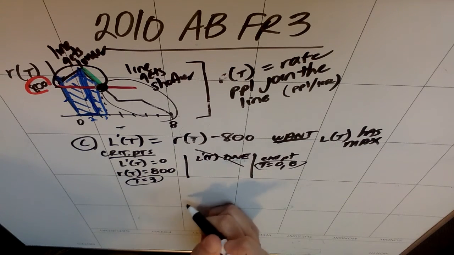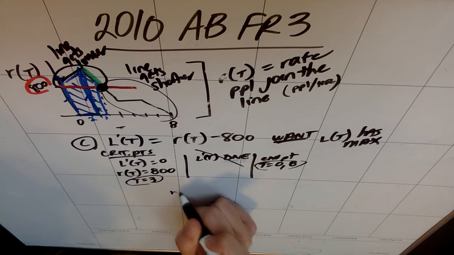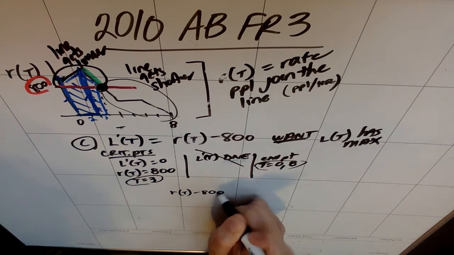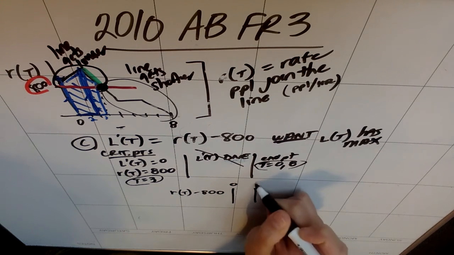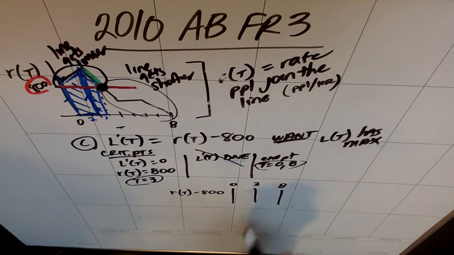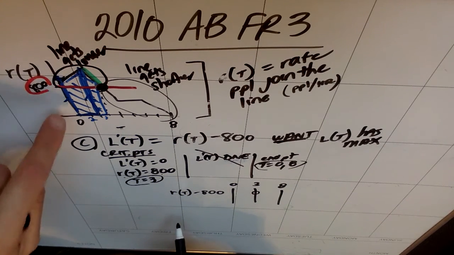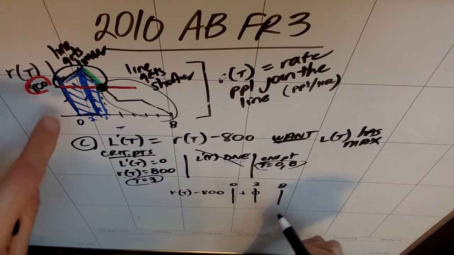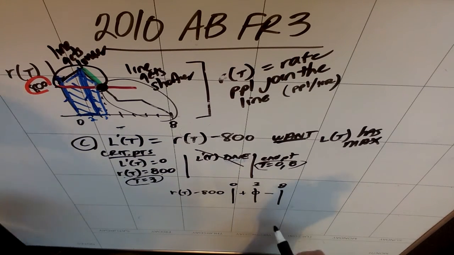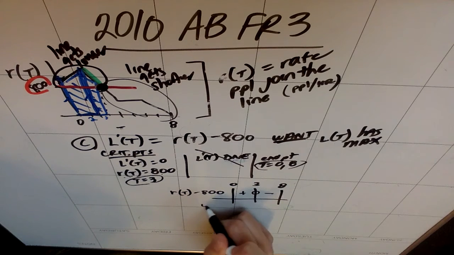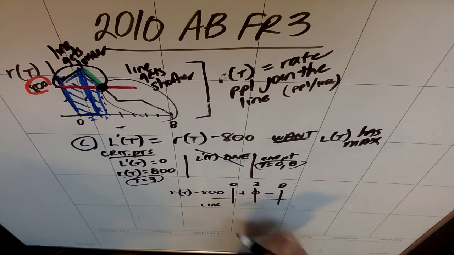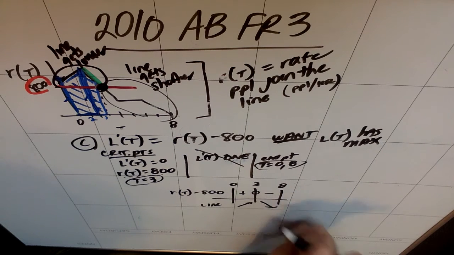If you need to make a sign chart to show that, you can. You could say, oh, the rate of change is R of t minus 800, from 0 to 3 to 8. So we know that the net change is 0 at 3, like R of t is 800. But we can see because R of t minus 800 would be positive in here, and then R of t minus 800 would come out negative when R of t is lower, that what's happening is my line, which I called L of t, but if we just want to be clear, is increasing and then decreasing, meaning that the max happens at t equals 3.